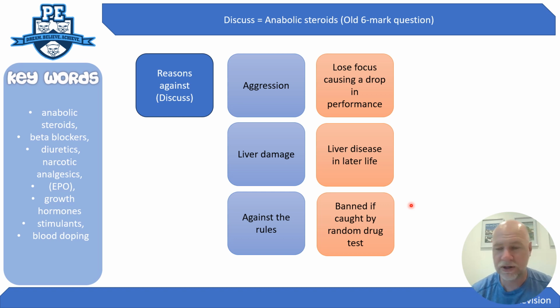And if it was a 9-mark exam question, you might say, well, what do they do? As the first 3 marks, a review of anabolic steroids, the advantages of taking them, and then the disadvantages of taking them. But remember, we're linking in the impact it has on performance.